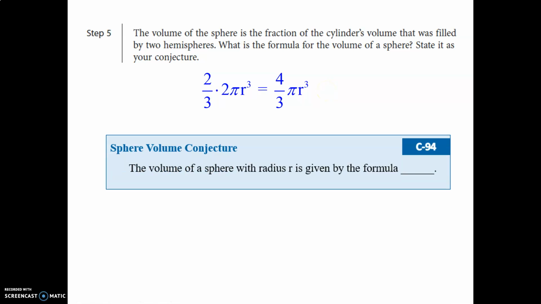And that is conjecture number 94. The volume of a sphere with radius r is given by the formula, the volume equals 4/3 pi r cubed. Now, there's a whole other way to explain this to you. I chose this way because it's easy to do in class, and it's kind of powerful to see this done, and kids can really see it well.